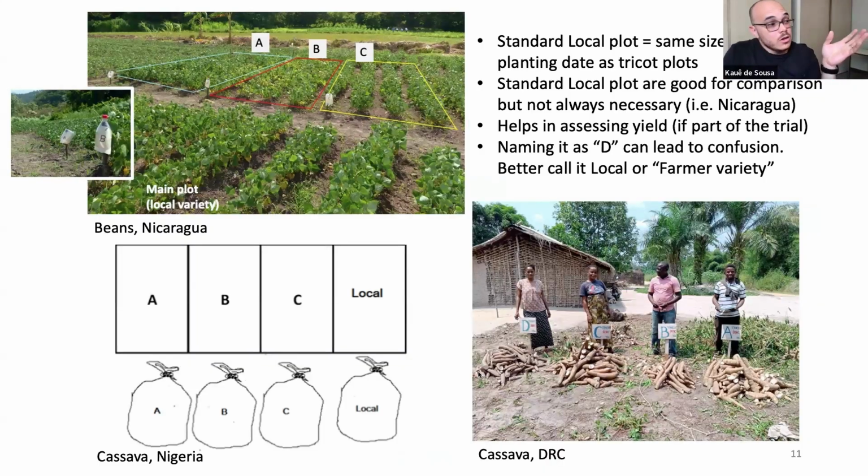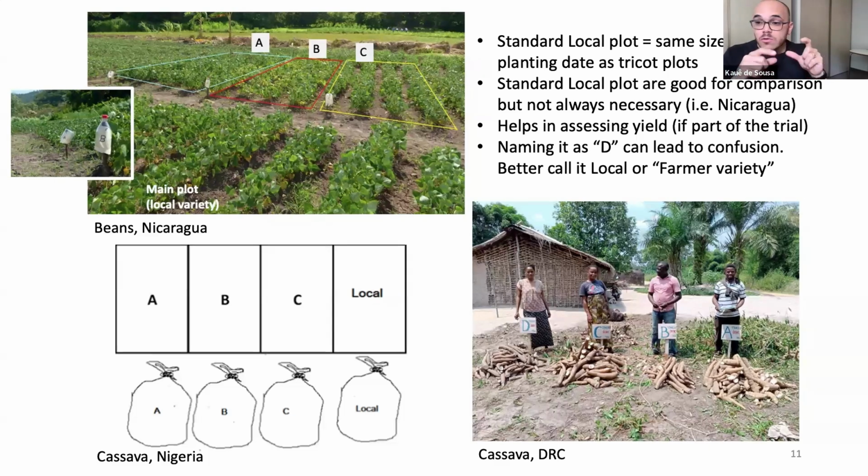And what I'm going to show you is some examples. For example, in Nicaragua, what people do is that they have the three Tricot varieties here, but they have the local plot big. It's a big plot. They plant it all together on the same day, and the farmers don't make a small plot.